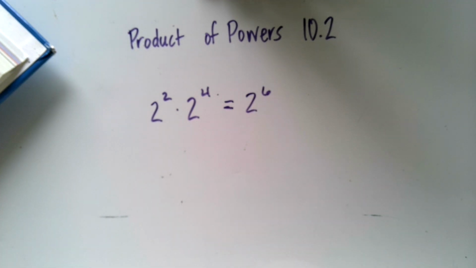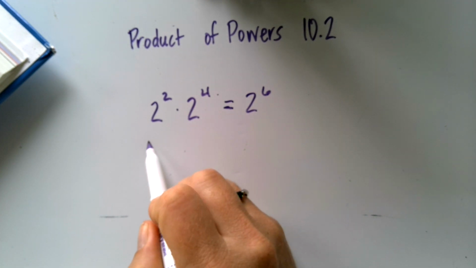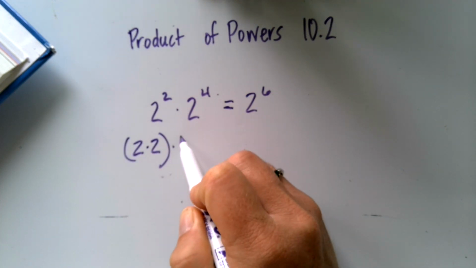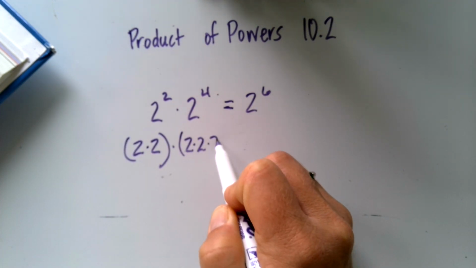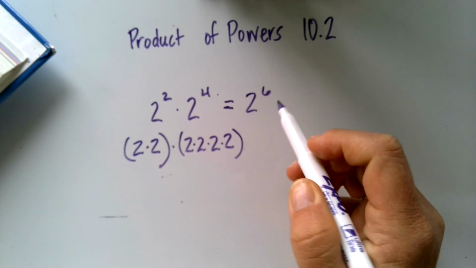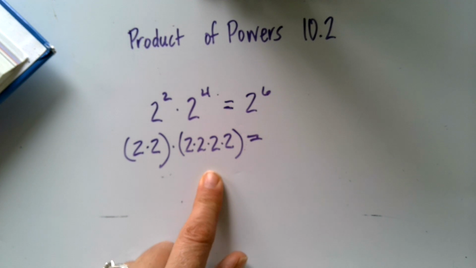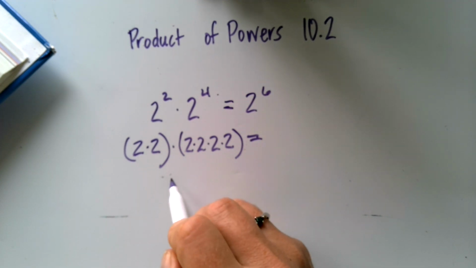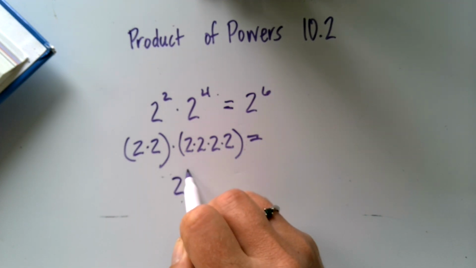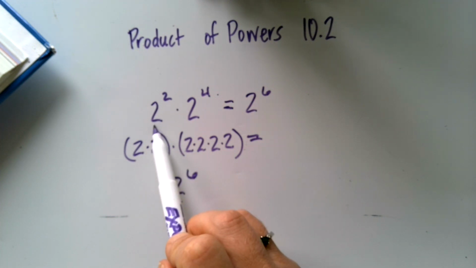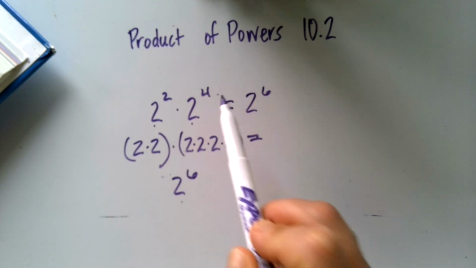And you may say, what? How in the world can you add when you're actually multiplying? But let's take apart what this actually means. This would be 2 times 2, right? Times 2 times 2 times 2 times 2. Okay, so if we were to multiply all these together, we would end up having 2 multiplied by itself 6 times. So do you see how that works? If you have the same base, you add exponents.